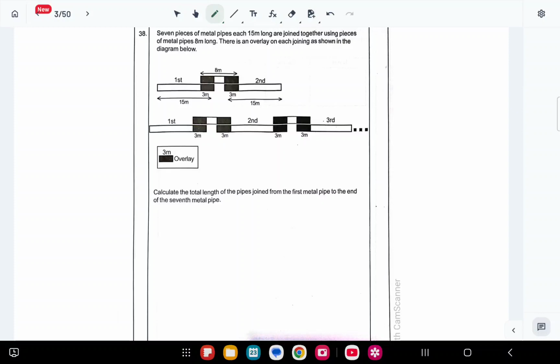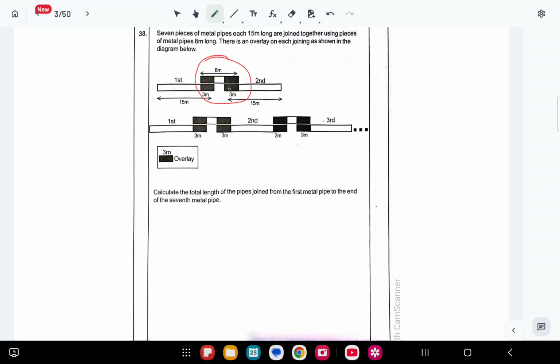Moving on now to number 38. It says 7 pieces of metal pipes, each 15 meters long, are joined together using pieces of metal pipes 8 meters long. There is an overlay on each joint as shown in the diagram below. So this is the diagram here.